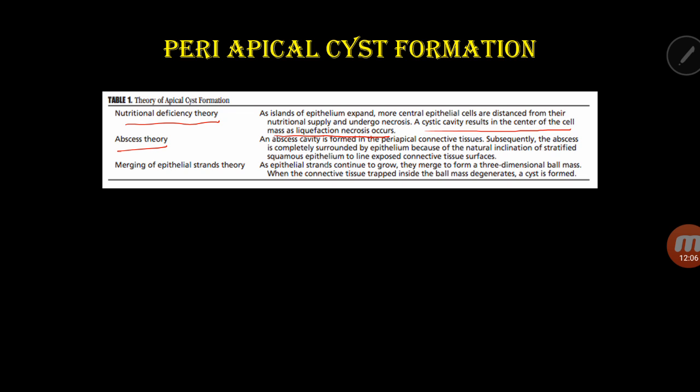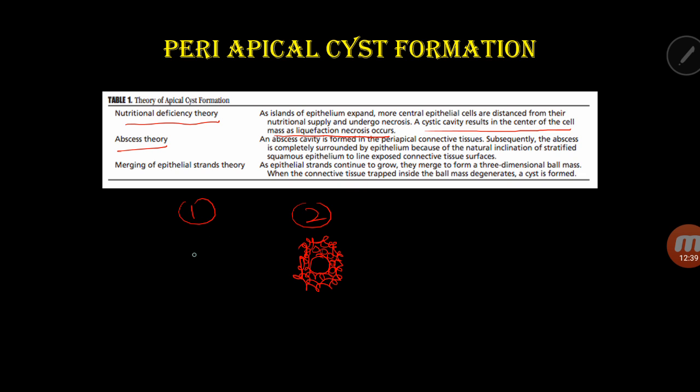And the second one is the abscess theory. An abscess cavity is formed in the periapical connective tissue, and subsequently the abscess is completely surrounded by epithelium because of the natural inclination of the stratified squamous epithelium to line the exposed connective tissue. So in the second theory, an abscess is formed. Upon reaction, the body secretes epithelium lining, so it grows with epithelium. So this is called the abscess theory. This is the second one.